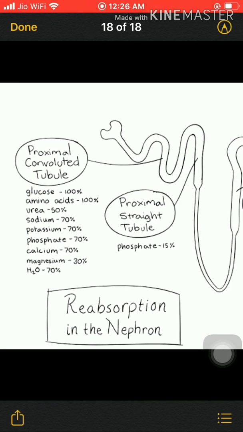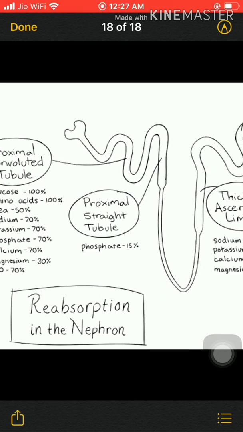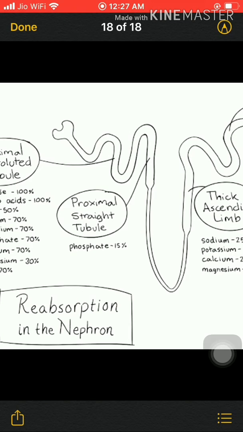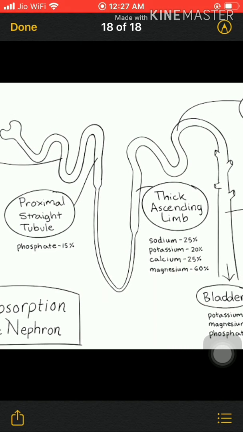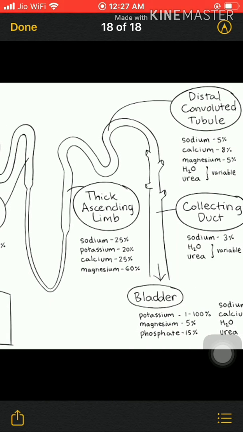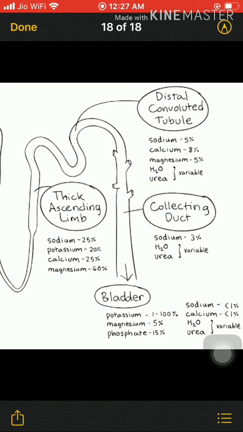amounts of materials, like glucose is absorbed 100% in the proximal convoluted tubule. Amino acid is also 100%. Maximum amount of sodium is also absorbed in the proximal convoluted tubule. Calcium, phosphate, water 70%. Whereas in the proximal straight tube, that is nothing but the end of the proximal convoluted tube, the phosphate absorption is seen. In the thick ascending limb and the Henle's loop, sodium, potassium, calcium and magnesium absorption is seen.